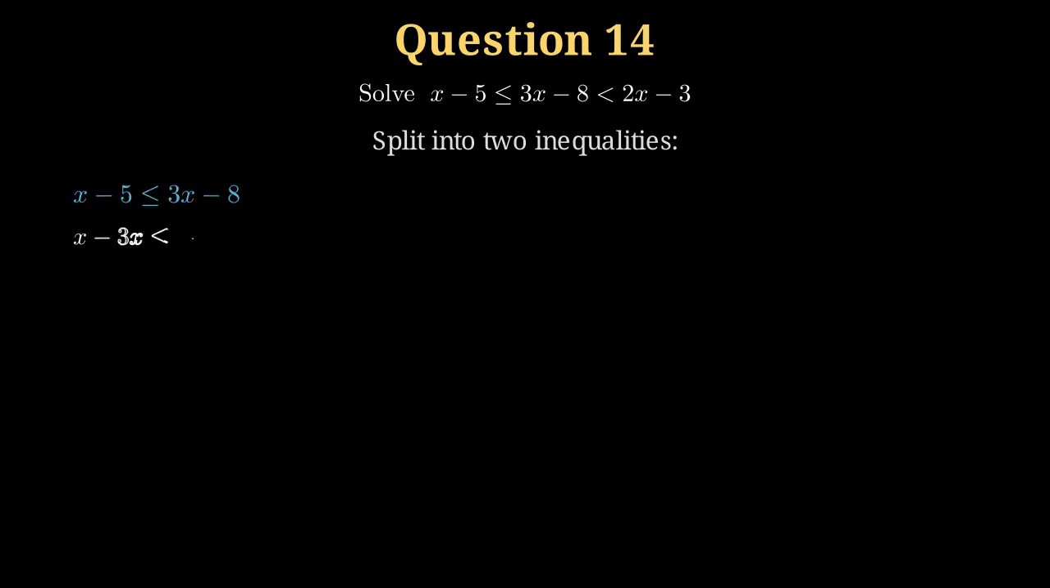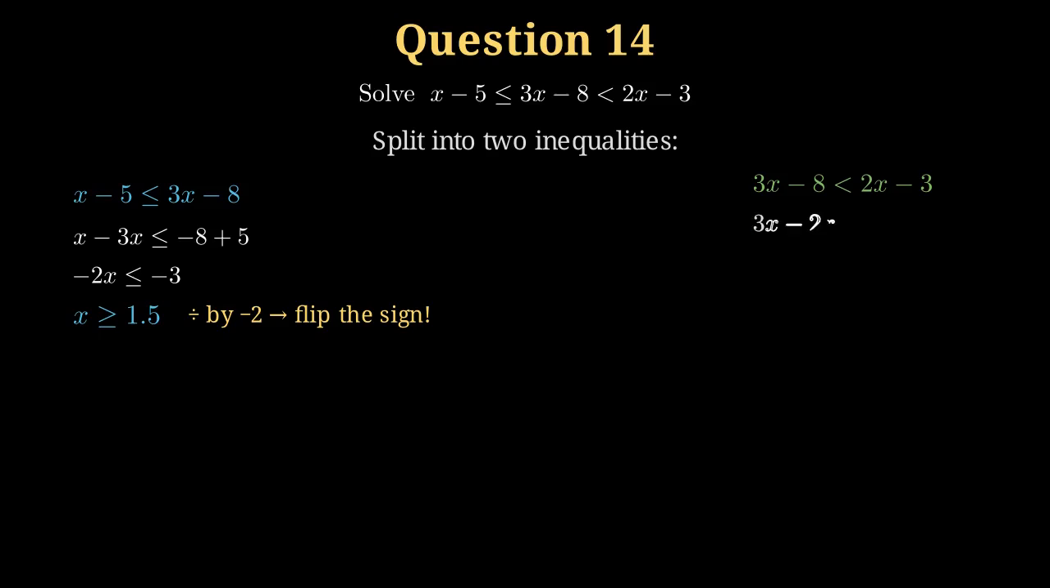The left part. X minus 5 is less than or equal to 3x minus 8. Bring the x's to one side. X minus 3x is less than or equal to minus 8 plus 5. That gives minus 2x is less than or equal to minus 3. Now the important bit. When we divide by a negative number, here minus 2, we must flip the inequality sign. So, x is greater than or equal to 1.5.